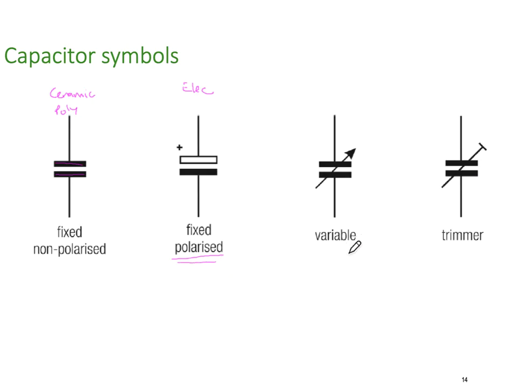Then we've got capacitors that are variable, so it's the standard capacitor symbol with an arrow through it to indicate that it's adjustable in some way. And then a trimming capacitor, instead of using an arrow, uses a little T on the top to indicate T for trim. So there are your four basic capacitor symbols: non-polarized, polarized, variable, and a trimmer.